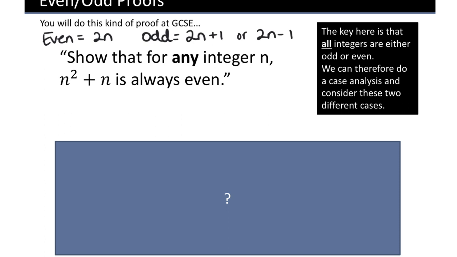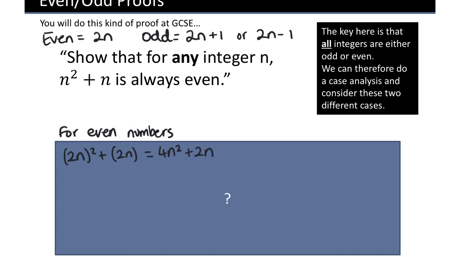Okay? So it says show that for any integer n, okay, so we're talking about odds and evens here. N squared plus n is always even. So because we want to show for any integer, we need to think there's 2 possible cases. You either have odd numbers, you either have even numbers. So, for even numbers, we're going to have 2n squared plus 2n. 2n squared is 4n squared, plus 2n is plus 2n, okay?